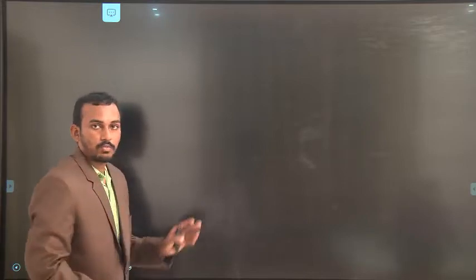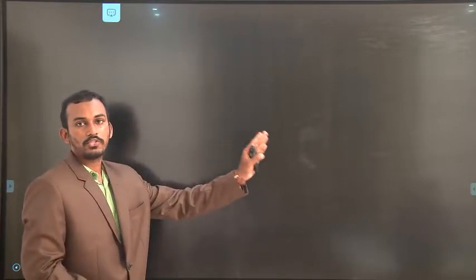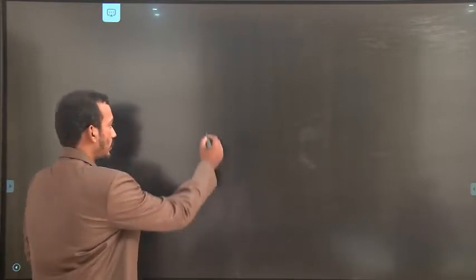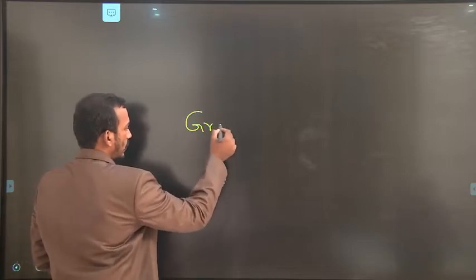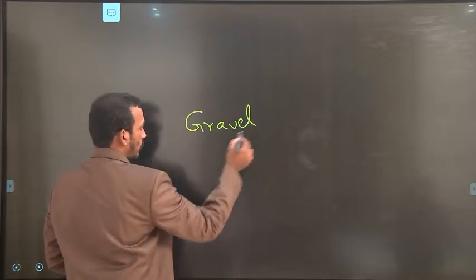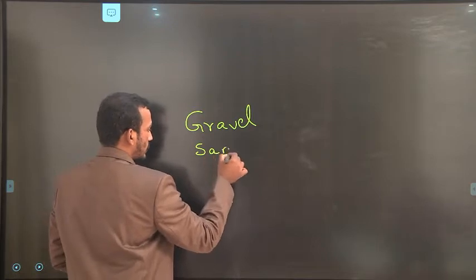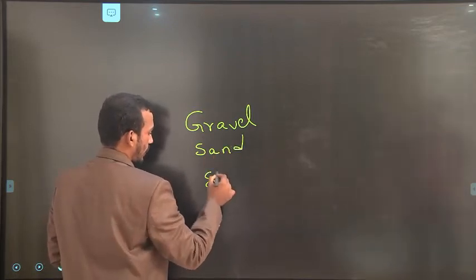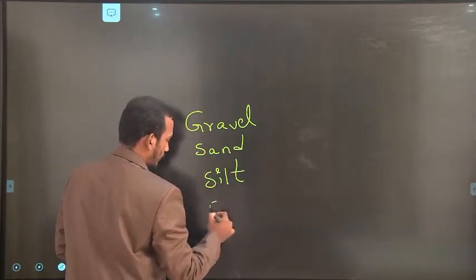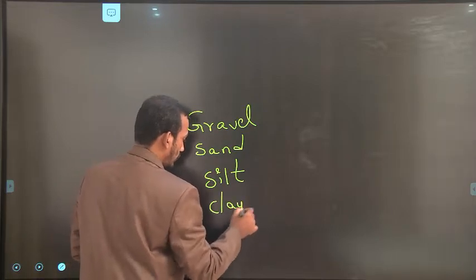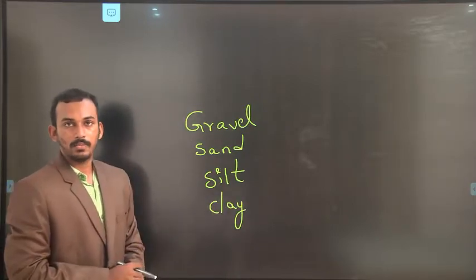So let's see what is the suitability of soil, what is the soil and which method is suitable. What are the various types of soils? We have generally 4 types of soils: gravel, sand, silt and clay. These 4 are the general types of soil based on grain size.